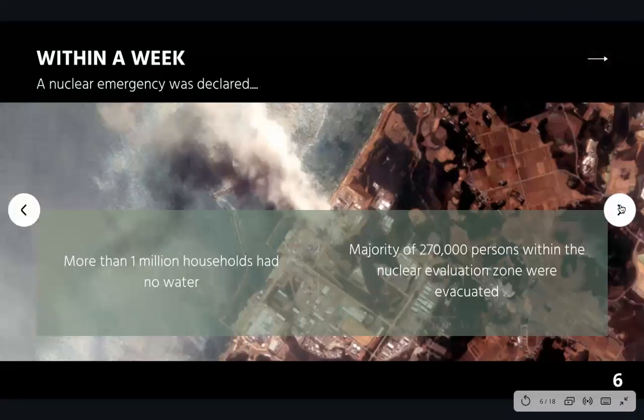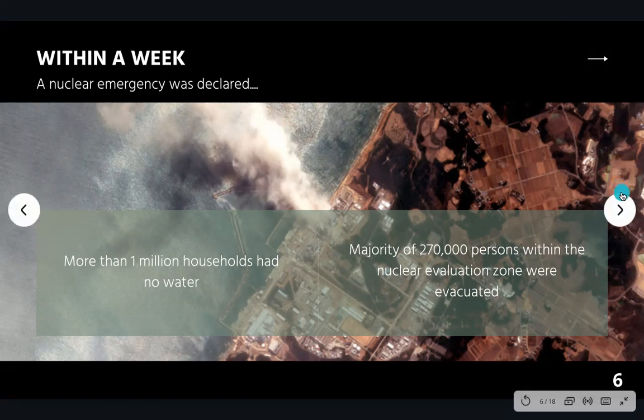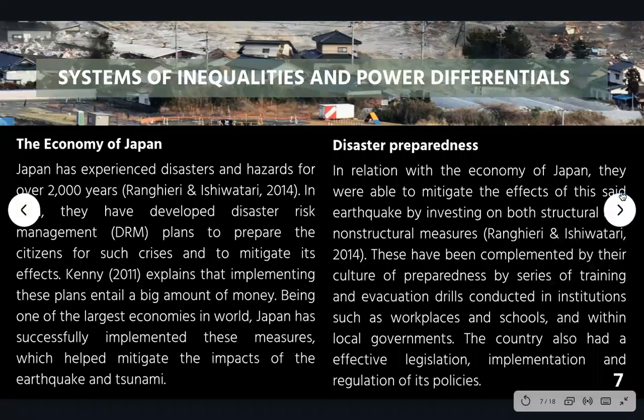Within a week, a nuclear emergency was declared. There were more than 1 million households with no water, and the majority of 270,000 persons within the nuclear evacuation zone were evacuated. Now, we move forward to the systems of inequalities and power differentials that may have aggravated or mitigated the impacts of the disasters.